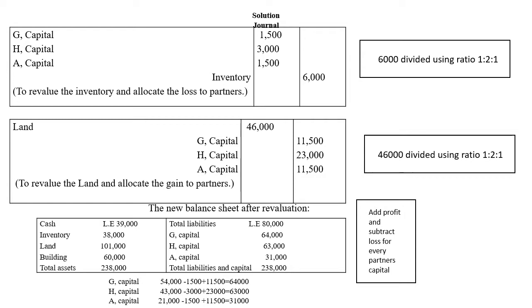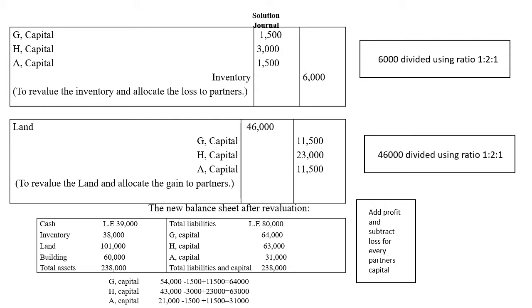Because it's loss, the capital was debited. Capital decreased by loss in the debit side. Capital decreased debit while increased credit. That's why in the second journal entry for the land, if you remember from the previous slide, land was increased by a profit of 46,000. This 46,000 will be debit land because increase in assets is debit side. This 46,000 will be divided between the partners in a ratio of 1 to 2 to 1.